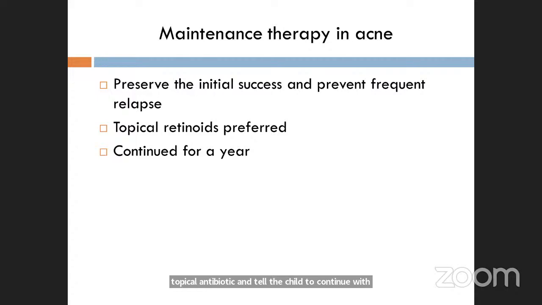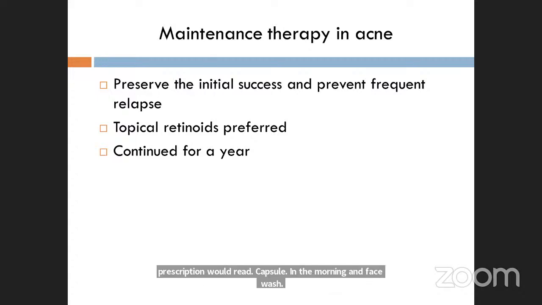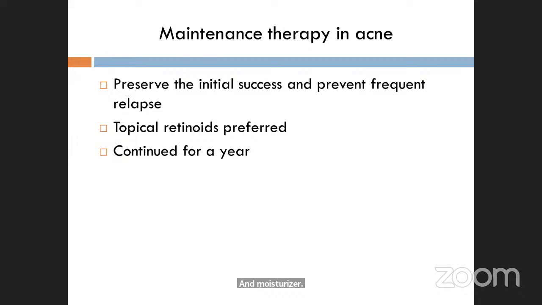And if you see more inflammatory lesions, then your prescription would read capsule doxycycline in the morning and face wash and moisturizer. And in night, it would be face wash, moisturizer, and tretin gel. And then you ask the child to review after 20 to 40 days. For me, it is normally 30 to 40 days.